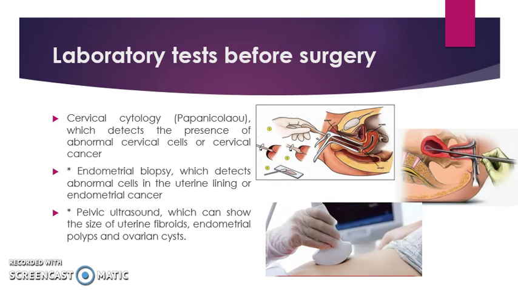Laboratory tests before surgery. Cervical cytology, Papanicolaou, which detects the presence of abnormal cervical cells or cervical cancer. Endometrial biopsy, which detects abnormal cells in the uterine lining or endometrial cancer. Pelvic ultrasound, which can show the size of uterine fibroids, endometrial polyps, and ovarian cysts.